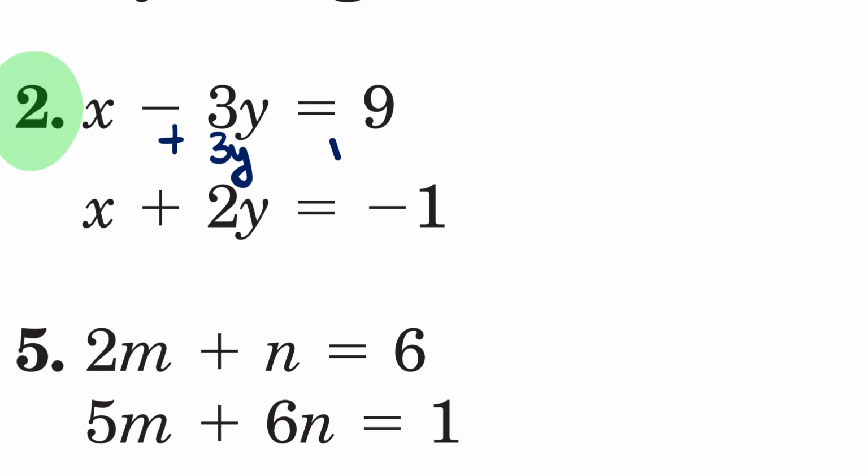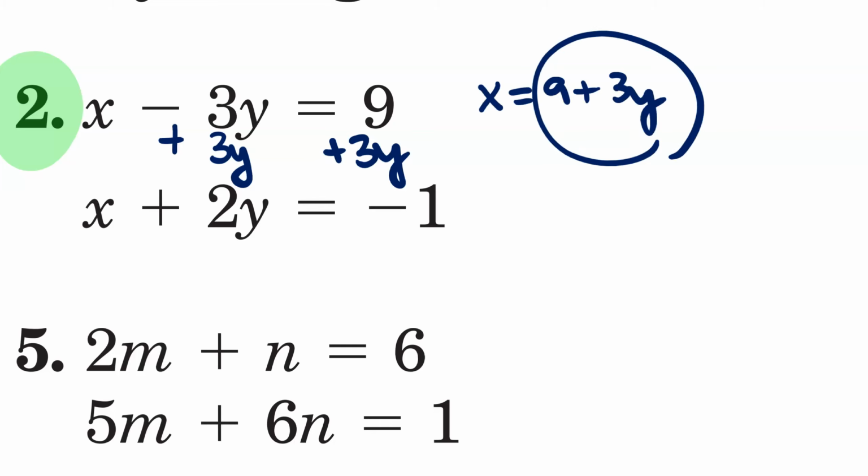So I'm gonna add 3y on both sides because the easiest way to do substitution is to pick one of the variables with a coefficient of 1. So here I have x equals 9 plus 3y. Now that I have what x is equal to, I can plug it into the second equation, because if you plug it into the first equation, you're just going to get the same thing, 0 equals 0, 9 equals 9. You have to plug it into the other equation.